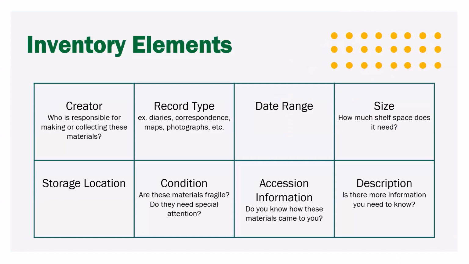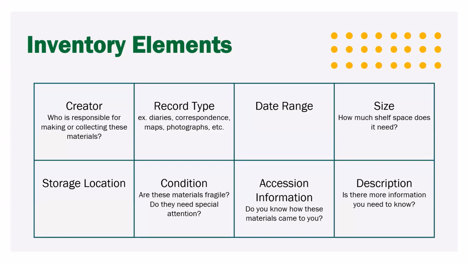The basic data that should be recorded about each grouping of materials would be the creator, or who's responsible for making, creating, or collecting the materials; the record type, for example, diaries, correspondence, maps, etc.; the range of dates covered; the size, so how much shelf space or cabinet space it needs; and the storage location, which we would have mapped as we talked about in the previous slide.